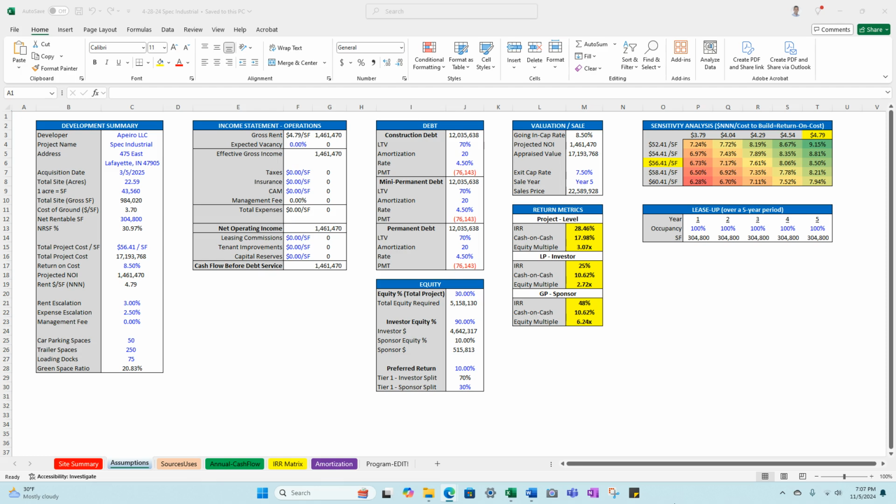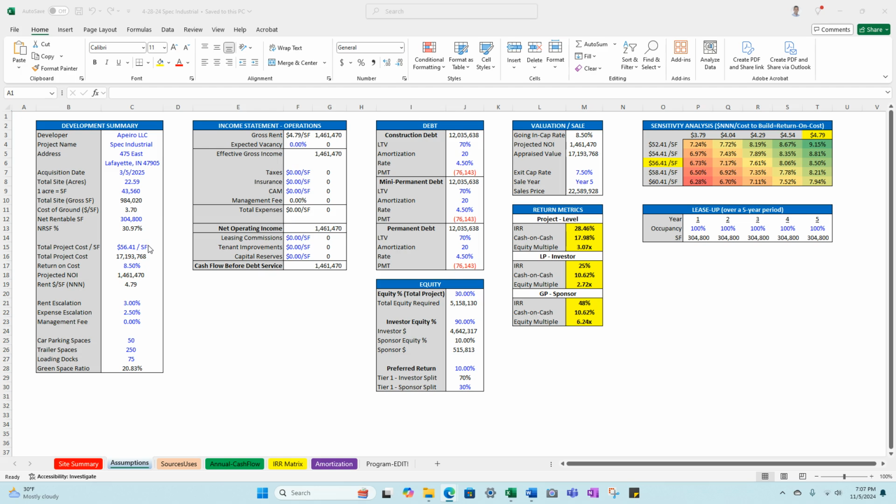The site had a total acreage of 23 acres, 22.59. Total site gross square feet was 984,000. The cost of ground on a per square foot basis was $3.70. Net rentable square feet for the building was going to be 305,000, and that comes out to a net rentable coverage ratio of about 31%.